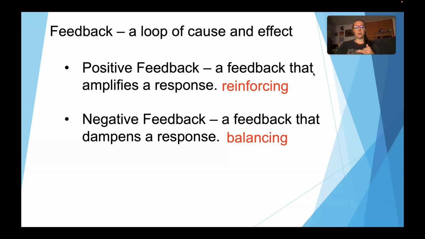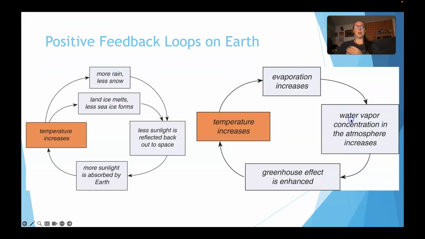So we have a couple of loops that we understand pretty well in reference to climate. Here are some examples of positive feedback loops in our world. One that I think is really simple and very straightforward to understand is that when the temperature increases, that melts ice, which means that you're reducing the amount of reflectivity that's happening. So you're lowering your albedo. So less sunlight is reflected back to space. Thus, more sunlight is absorbed by the Earth. Thus, the temperature increases more.